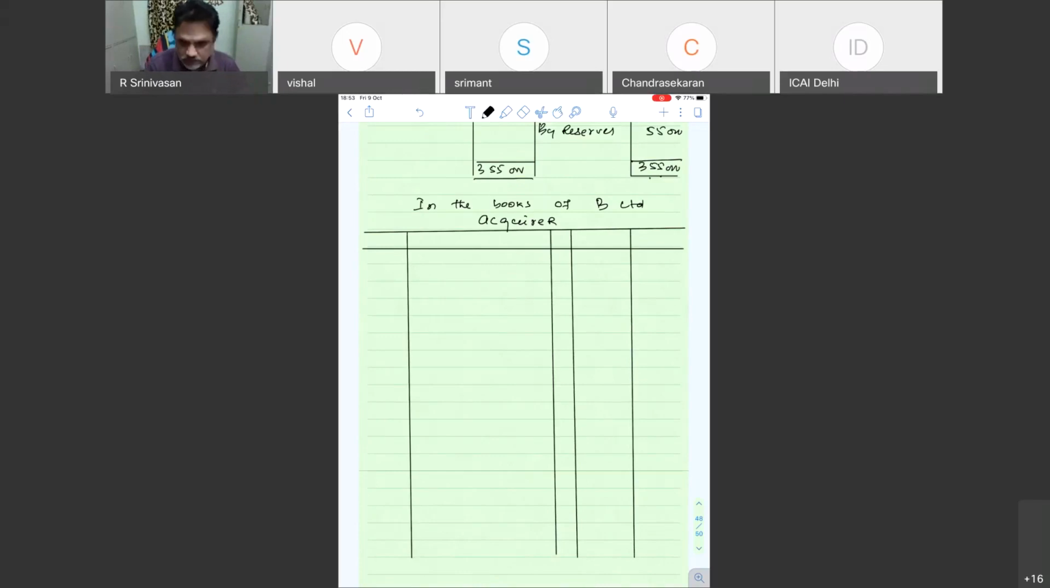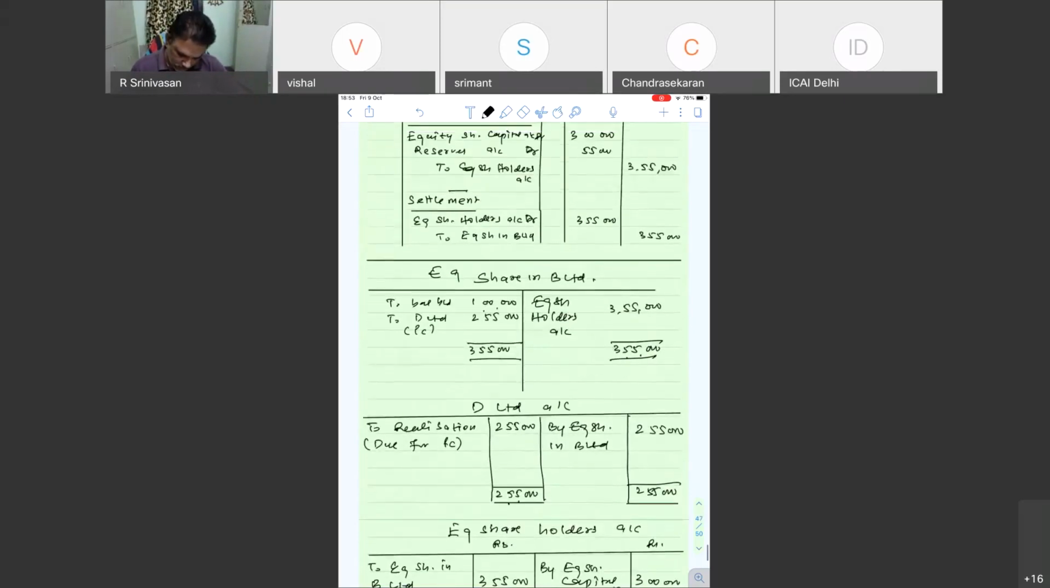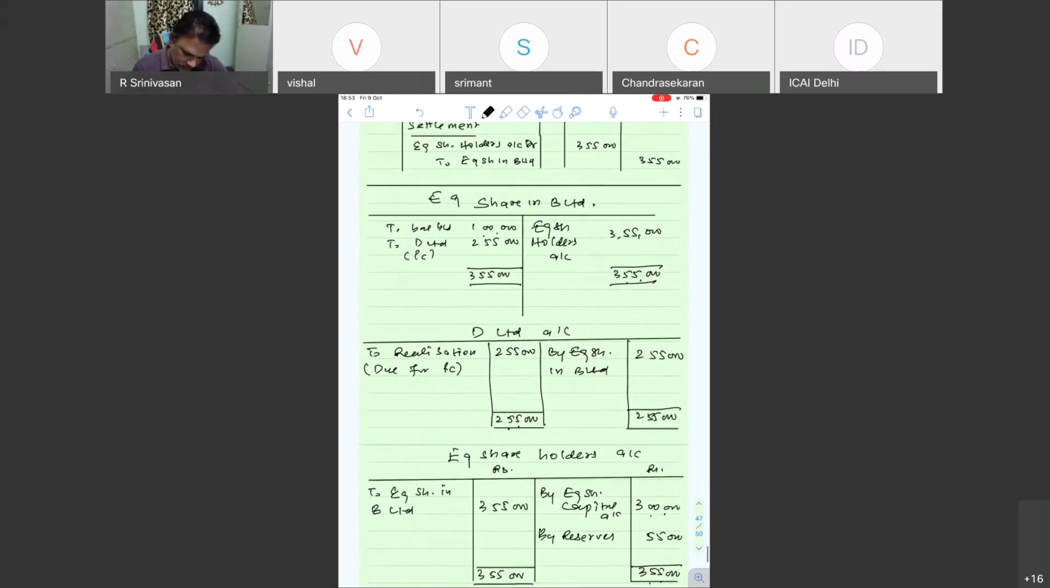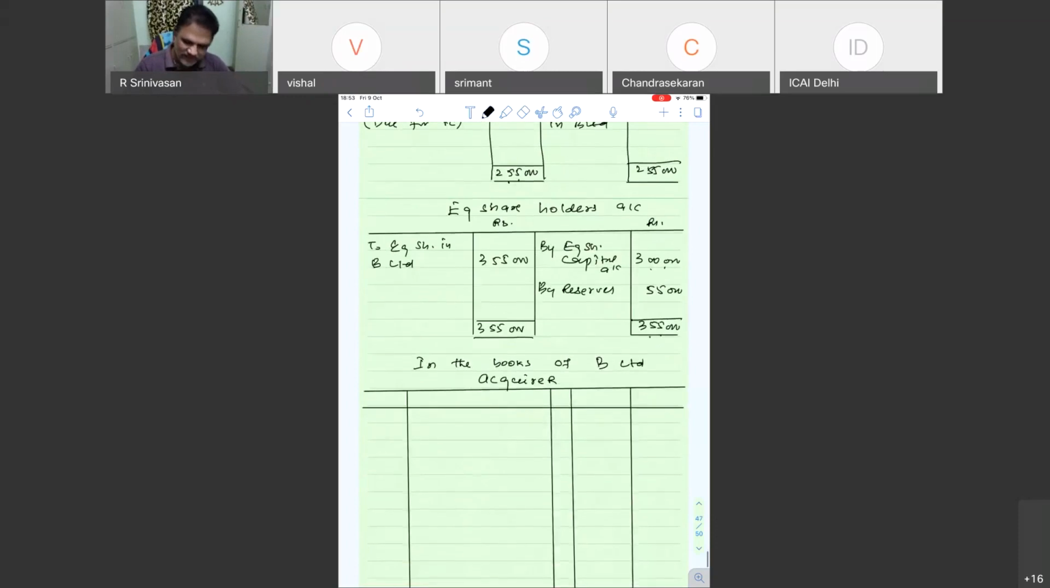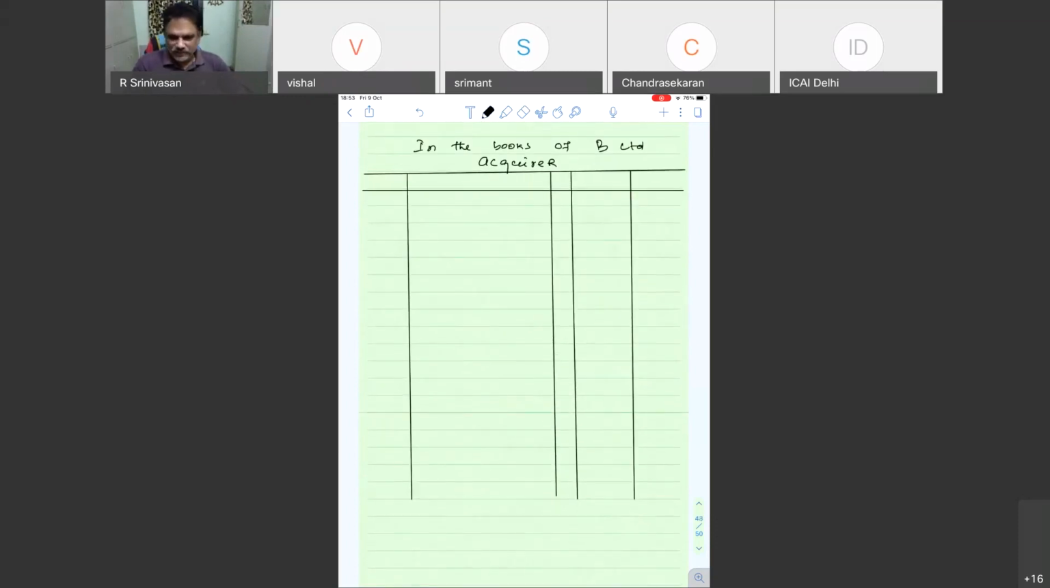There are some errors in the book. Why have we made a D Limited account in the books of B Limited? Corrected. Thank you, Sharmaji.